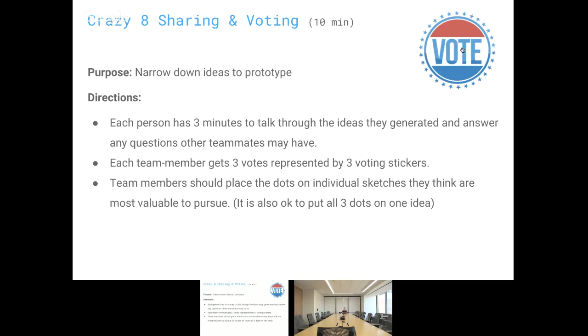And each team member should place a dot on the individual sketch that they want to move forward with in the prototyping session. One thing to note is that if you feel very, very strongly that 1 page is the most important page, you can put 1, 2, or even 3 dots on 1 idea to signify what you really think is the most important.